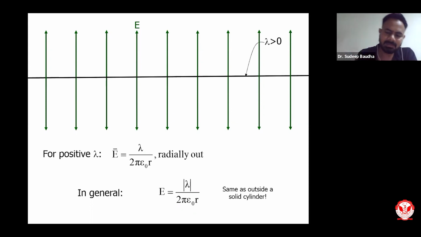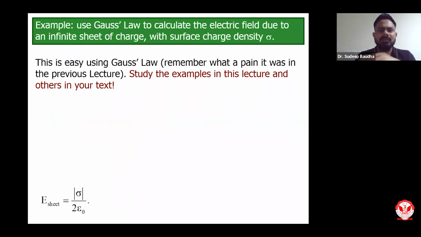One more case I would like to introduce, because it is very important from a practical point of view also: many a time people want to find the electric field due to a sheet which has a uniform surface charge. So I'll quickly go through that. Let's see. We use Gauss law to calculate the electric field due to an infinite sheet of charge with surface charge density sigma.